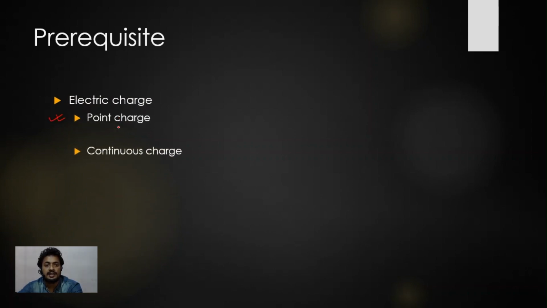There are two types of electric charge. One is point charge, another is continuous charge. In point charge, as it suggests, there is a point charged object. If this is a point charged object and it has a charge value q, this type of object is known as point charge. Another is continuous charge, which is usually on a 3D object.